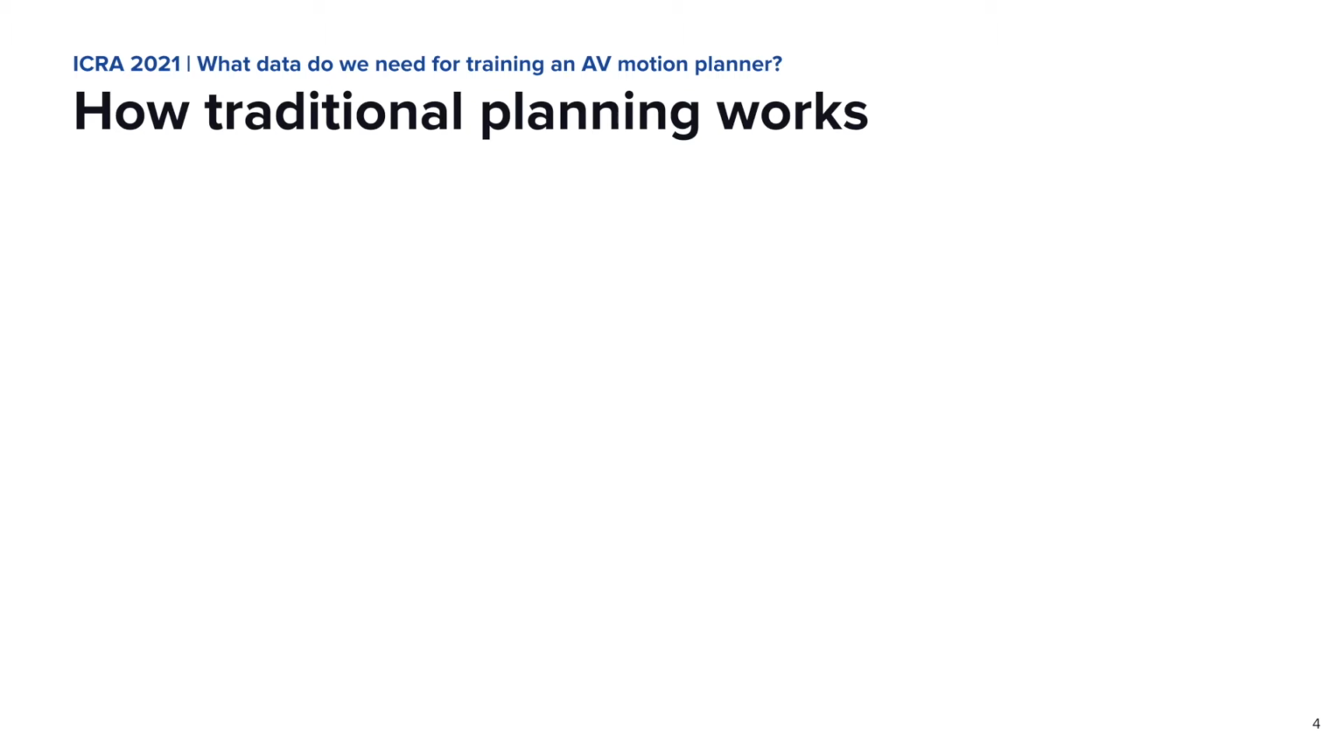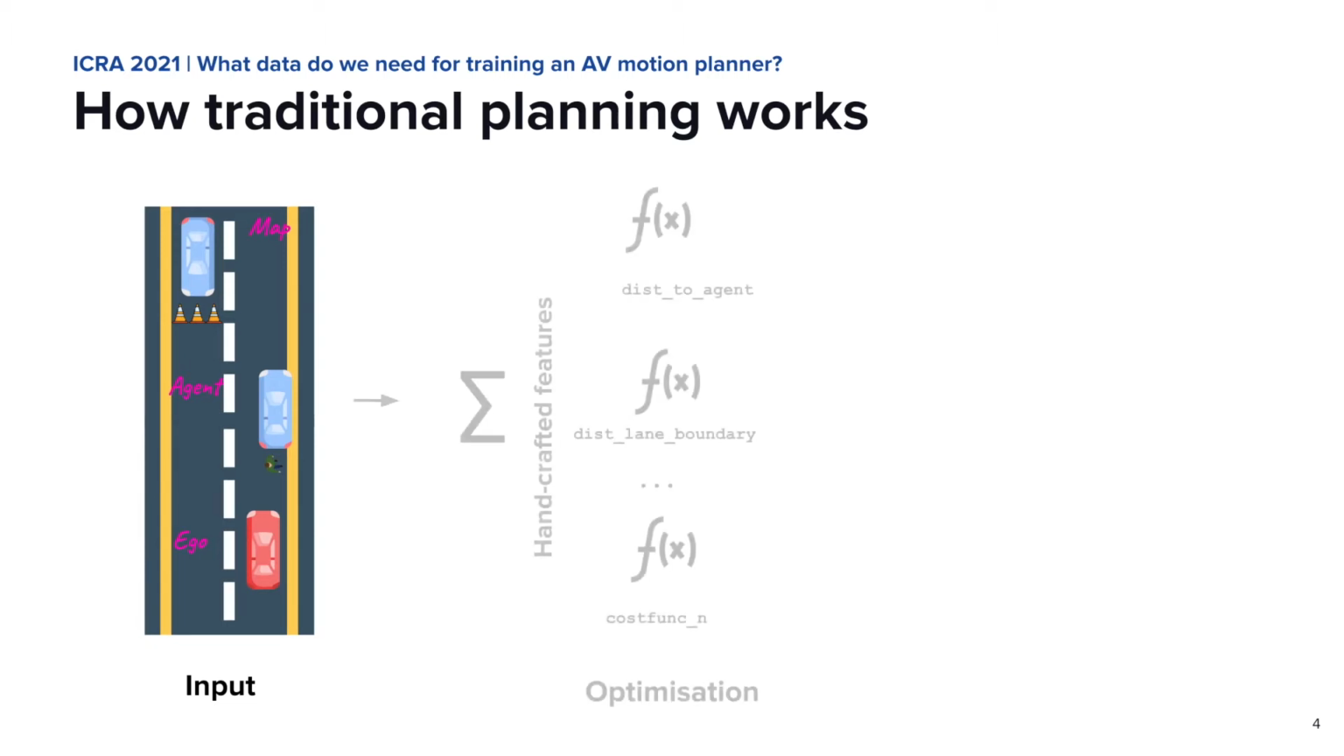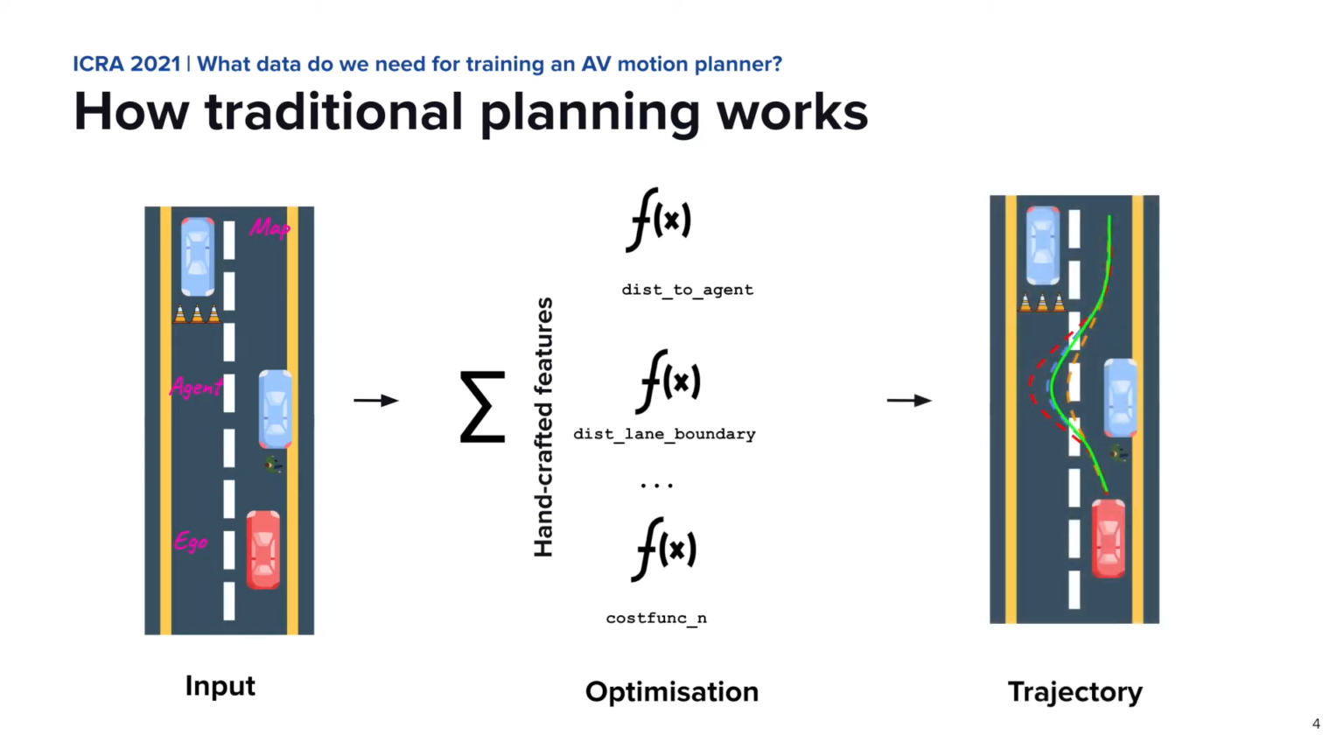To begin with, let's see how a traditional planning system works. At a very high level, the input data to the planner usually contains the map, the current ego pose, and the agent or obstacle poses. The traditional planning system, usually a rule-based planner, uses handcrafted features such as the distance to agents and distance to lane boundaries, to evaluate all feasible trajectories and pick the one with the lowest cost as the output trajectory.